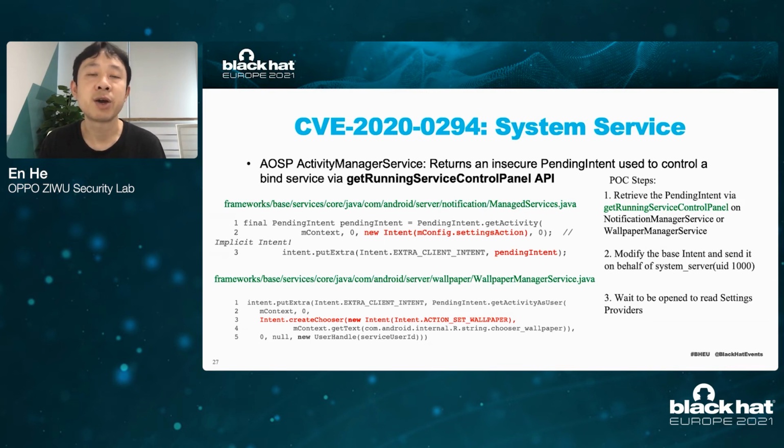The last one is a very special case. It is in Android System Services, AOSP Activity Manager Service. It returns an insecure pending intent used to control a running service via the getRunningServiceControlPanel API. The source code shows two insecure pending intent examples of running services, like Notification Manager Service and Wallpaper Manager Service. Any app can retrieve the pending intents via getRunningServiceControlPanel on Notification Manager Service or Wallpaper Manager Service, then modify the base intent and send it on behalf of system server, that is UID 1000, and wait to be opened to read settings providers.